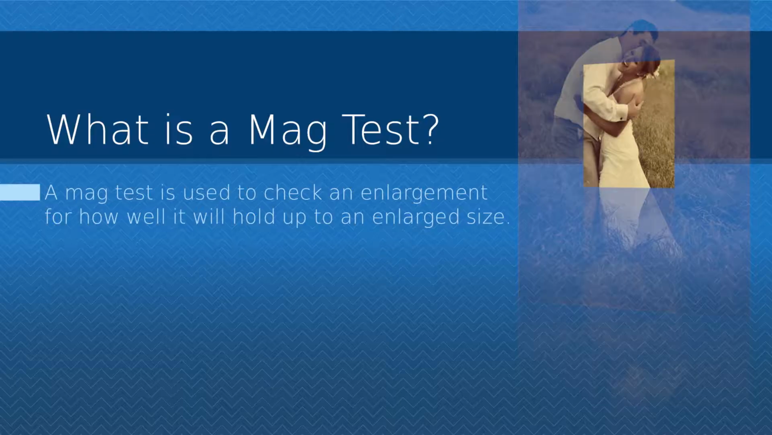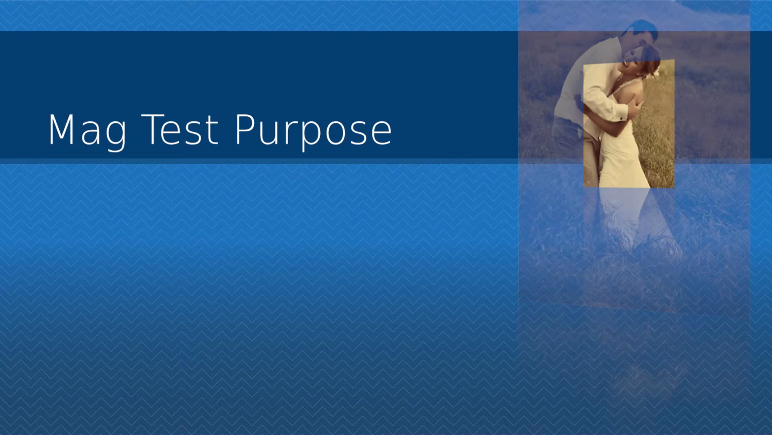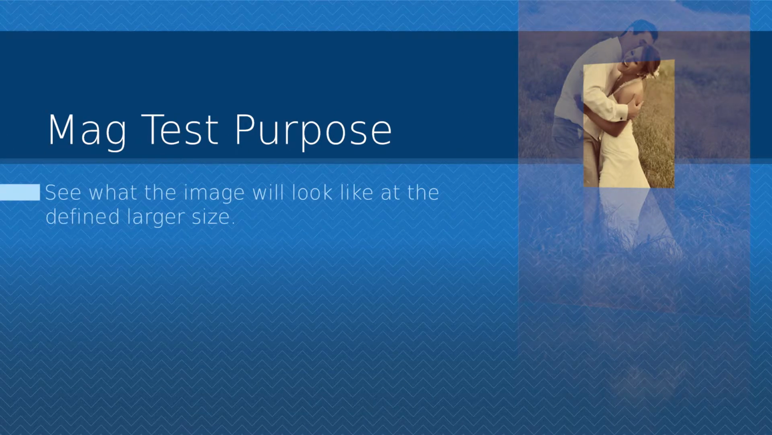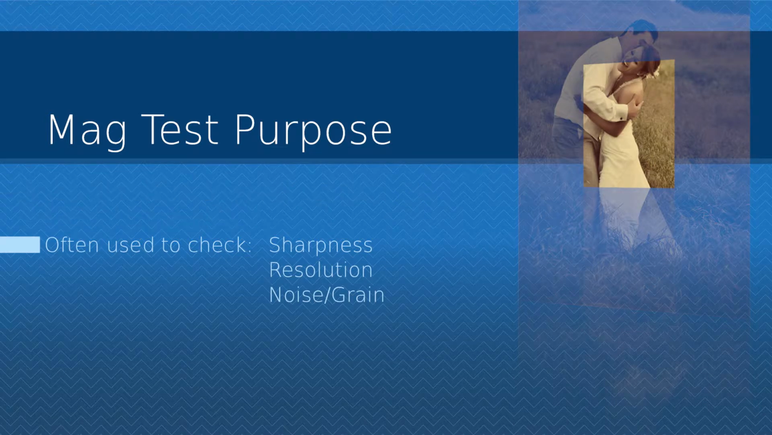A mag test is usually an 8x10 print that covers a small area of the full size image. Mag tests help give you a good idea of what the image will look like at a larger size, and it's commonly used to check for sharpness, resolution, and noise. Overall, you get to see how well the pixels spread out across the image.